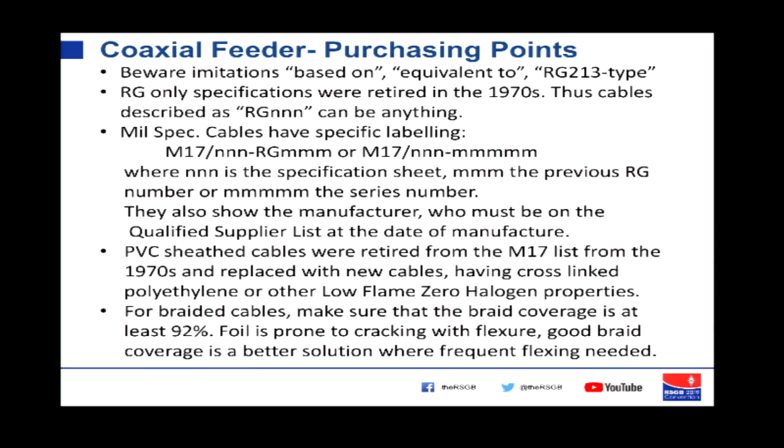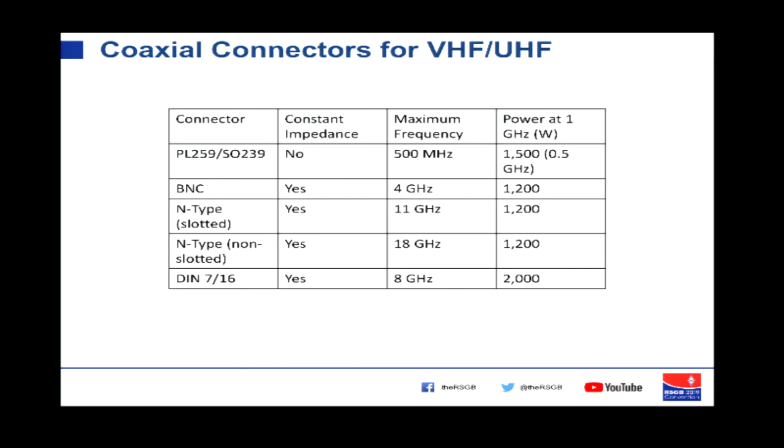Look for the specified labeling if you are trying to buy something to mil-spec. Most of the cable, these numbers have changed because the military requires things that don't create awfully poisonous things when they catch fire. And for braided cables, make sure that you've got at least 92% braid coverage, otherwise you're just going to be radiating signal all over the place, which is no good.